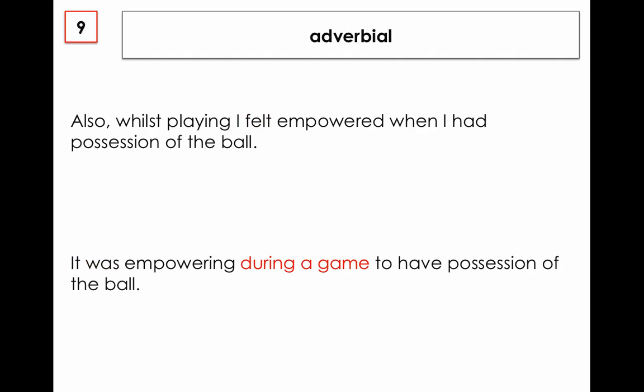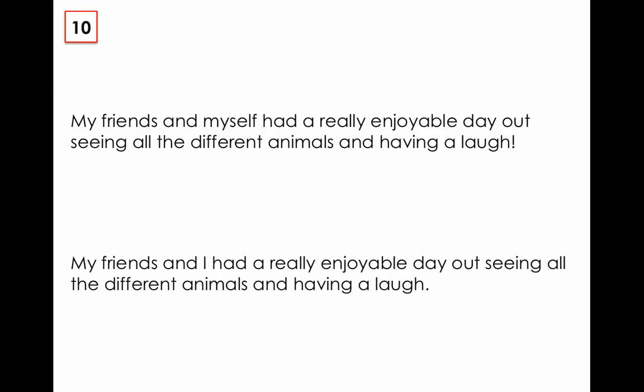And what we've got here to cover the second subordinate clause in the top sentence, the one that goes, when I had possession of the ball. Whilst playing, I mean the first subordinate clause, whilst playing. What I've got in the second sentence is an adverbial, during a game. That's expressing the same thing, but instead of a subordinate clause, it's using an adverbial. So that gets around the problem, if it's a problem, of having two subordinate clauses in the first sentence. Okay, that was a lot, that last one. Number 10. And this is the last.